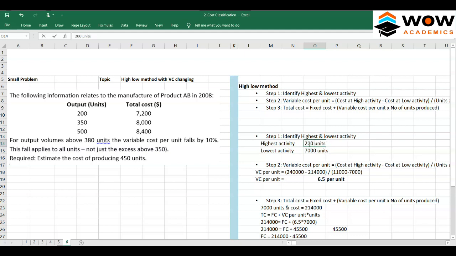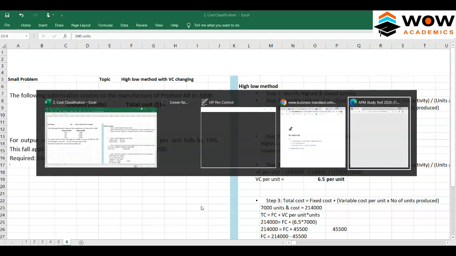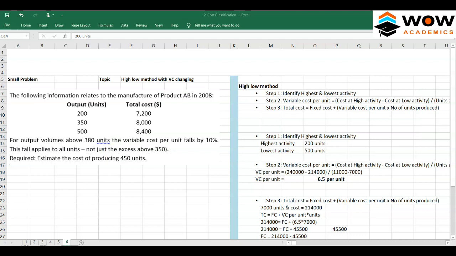200 and 500. Okay, I think we made a mistake. Sorry, just one second. So the highest activity among these two numbers is 350 and the lowest activity is 200.